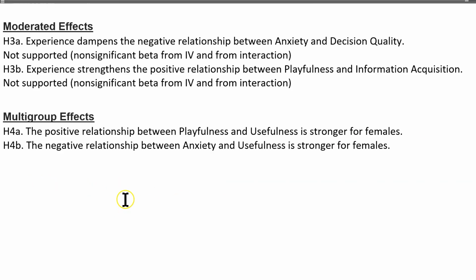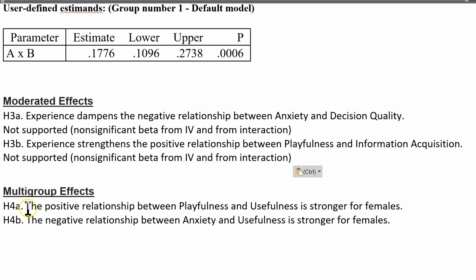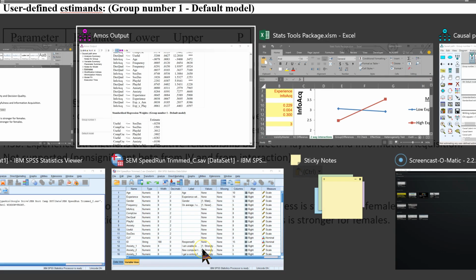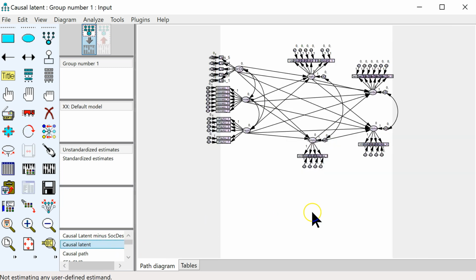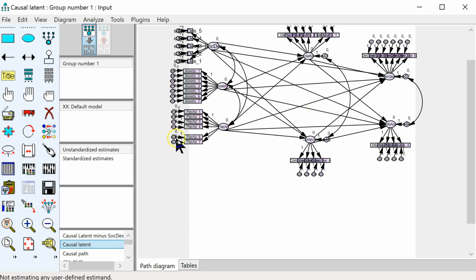We are on to our very last thing, multigroup effects. So we theorize that gender would play a role such that for females, playfulness to usefulness is a stronger positive relationship. Let's go do that back in our latent model. I'm going to save this just so we have it, and let's go back to our latent model here. And let me zoom in. And we've removed interactions. We're just going to look at two groups. Let's create those two groups.